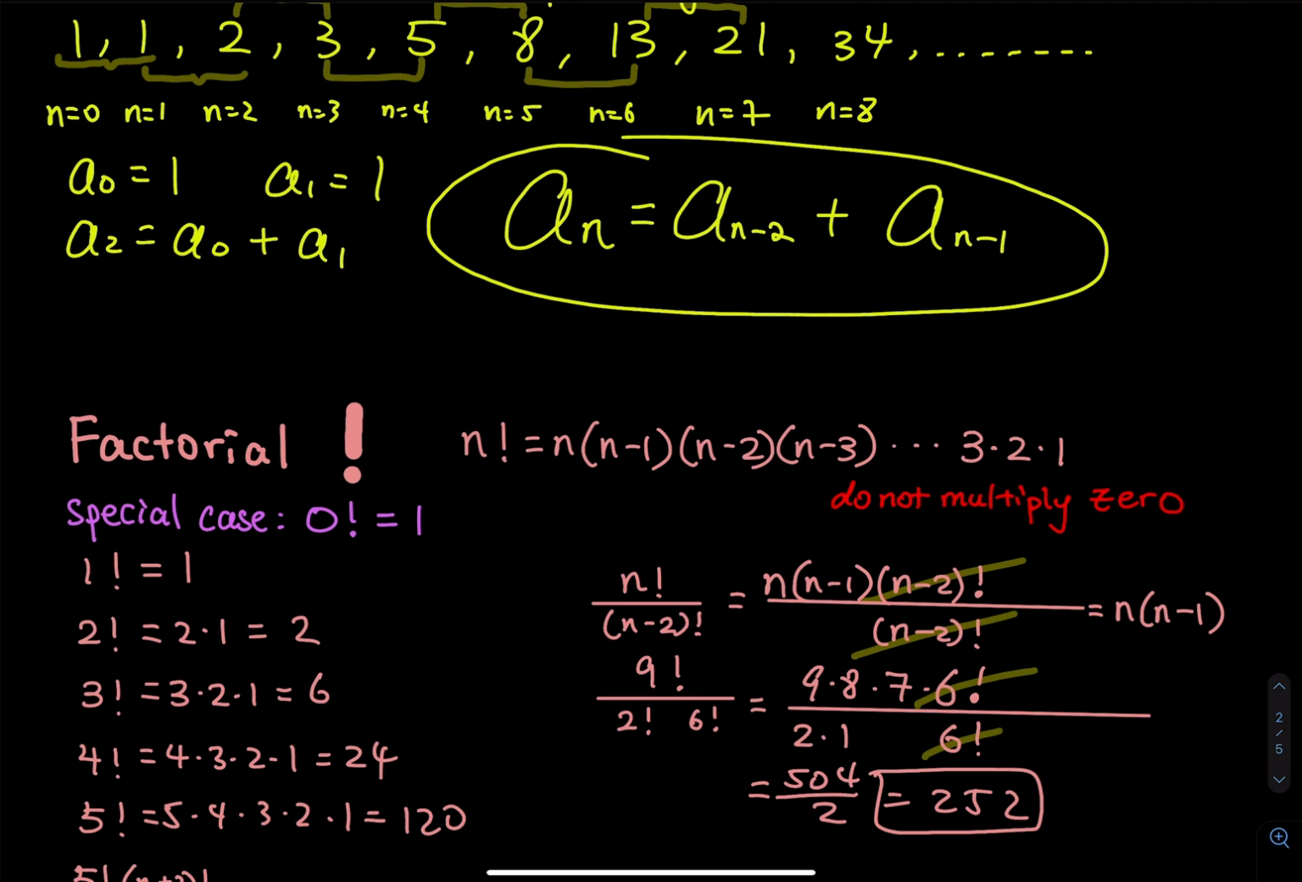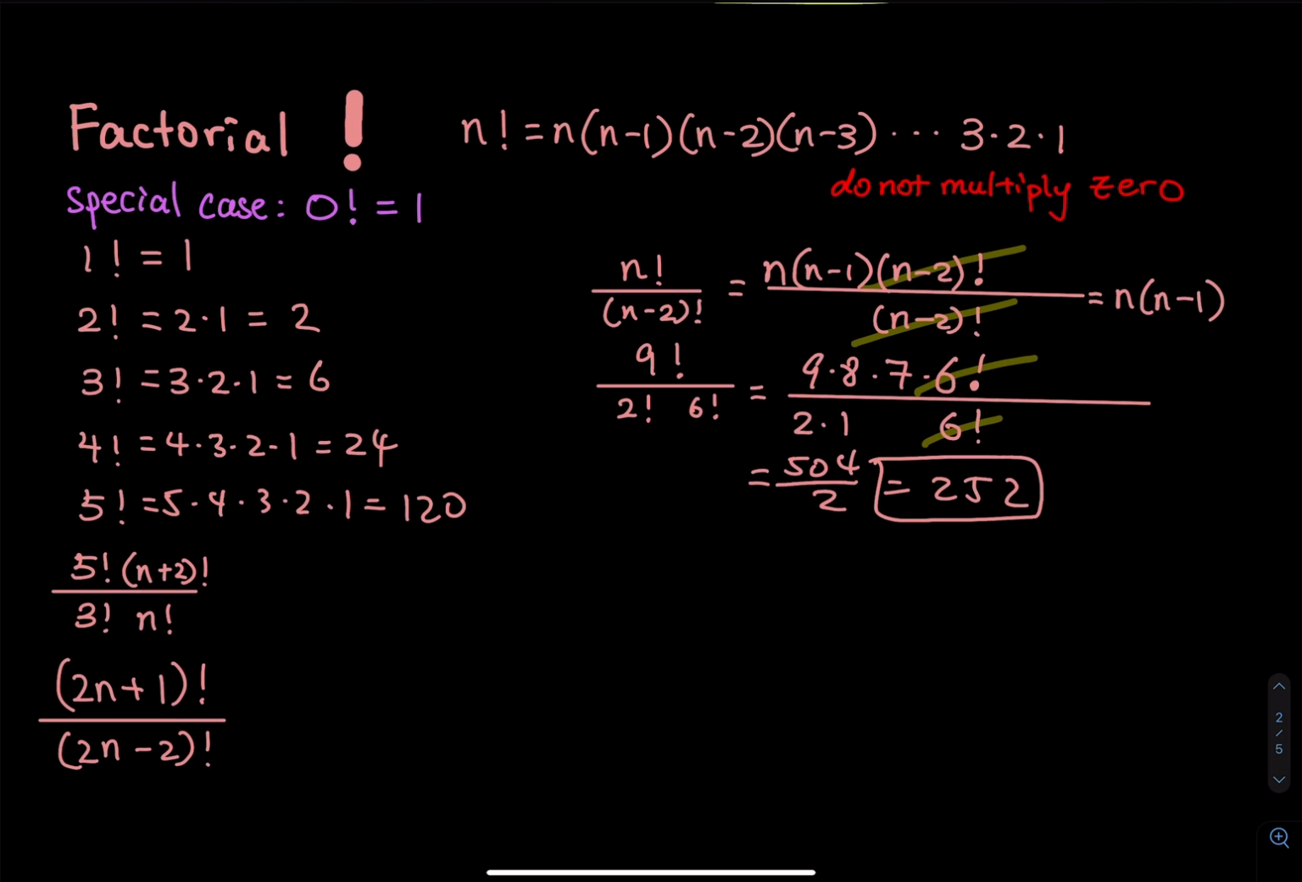All right, how about this? 5 factorial divided by 3 factorial. Let's draw a line. So that is 5 times 4 times 3. You can write 2 times 1, but we don't do that. We just stop at 3 factorial because the denominator has a 3 factorial.